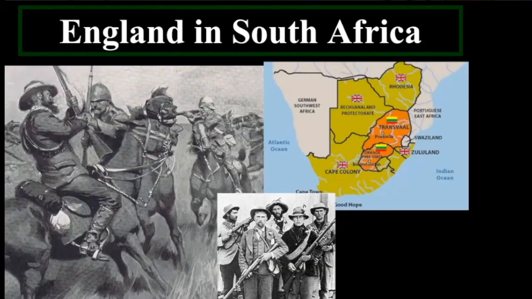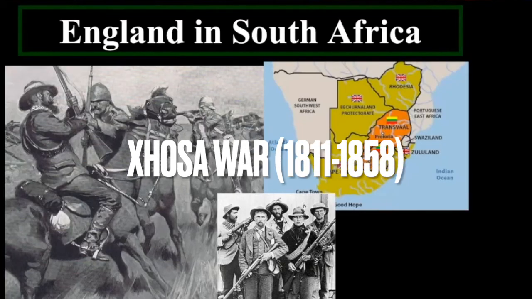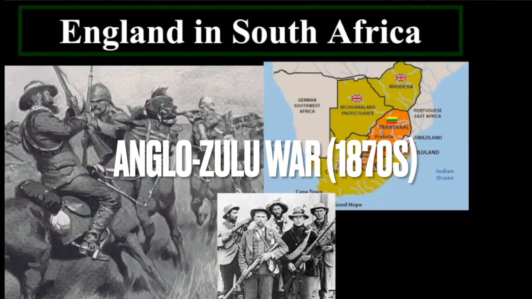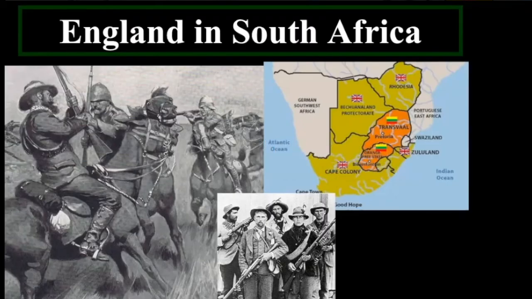Also, the British are going to come into conflict with other native peoples like the Xhosa people, Xhosa. From 1811 until 1858, the British are going to be fighting the Xhosa Africans, and again, the British are going to win in that war. Similarly, in the 1870s, the British are going to be in conflict with the Zulu in the Anglo-Zulu War. Again, like with the Boer Wars and the war against the Xhosa people, the British are going to win in those conflicts. So they are going to claim that area, that territory for themselves.